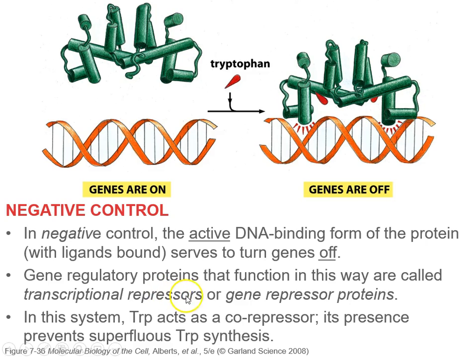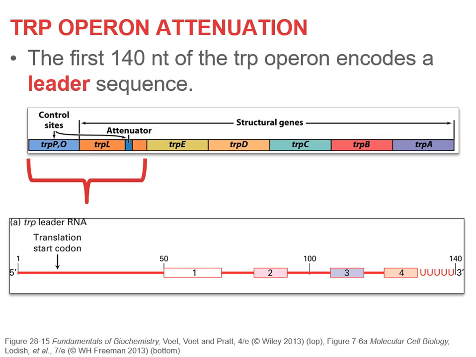So the gene regulatory proteins that function in this way are called transcriptional repressors or gene repressor proteins. In this system, Trp acts as a co-repressor, so its presence prevents superfluous Trp synthesis. You don't need to be making tryptophan if you already have enough. And having these ligands that have the opportunity to bind to the Trp repressor is a signal that the Trp concentrations in the cell are plentiful.